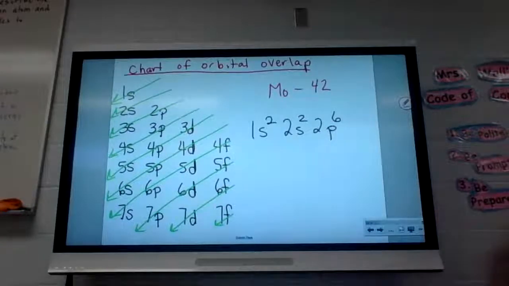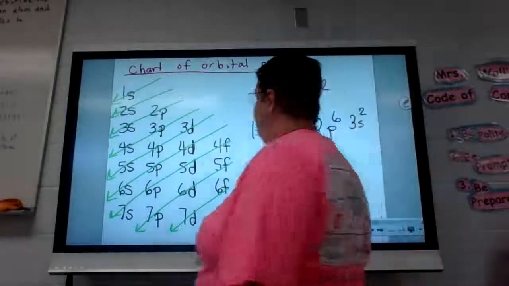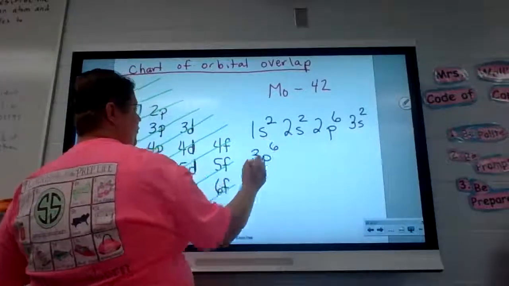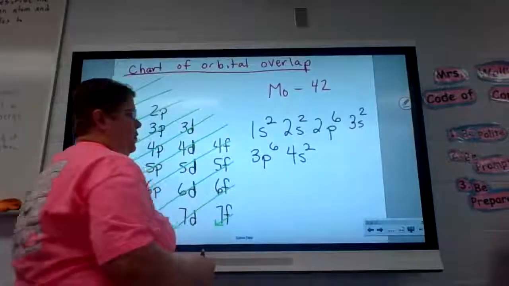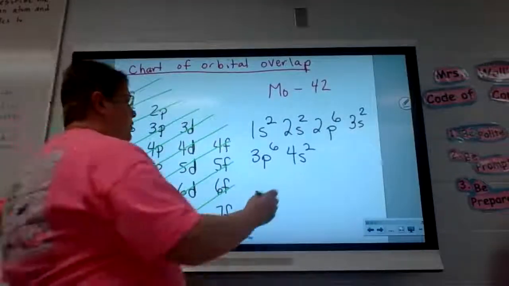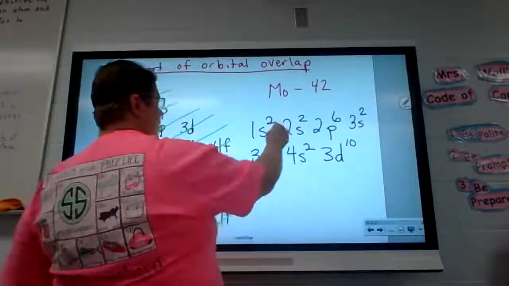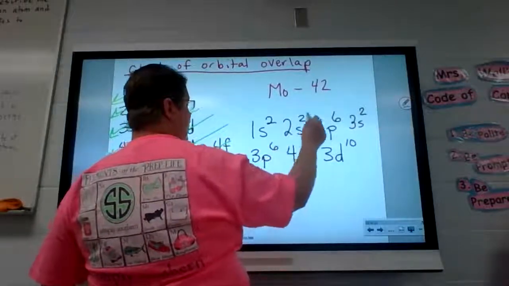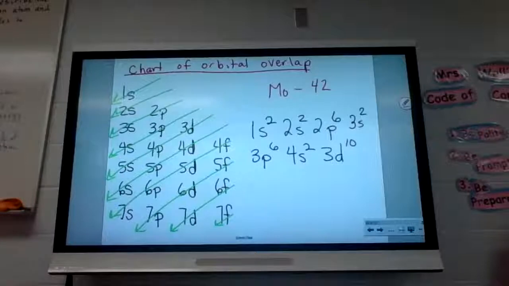Elijah's right, not enough. So what comes after 2p? 3s. How many can I put in s? Next, 3p. How many can I put in p? 6. After 3p? 4s. How many? 2. After 3s, or 4s, sorry? 3d, and I can put 10. All right, let's count. 2, 4, 10, 12, 18, 20, 30. Franco's on the money.